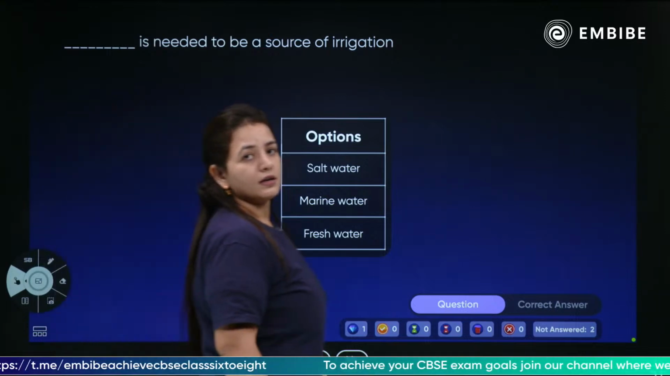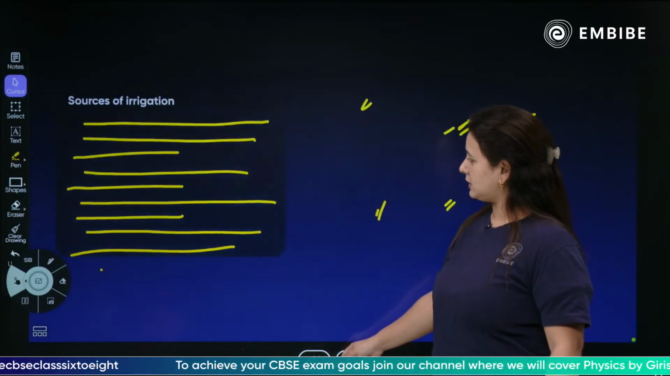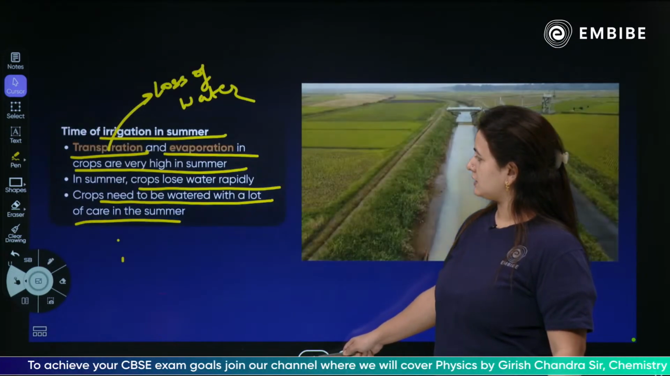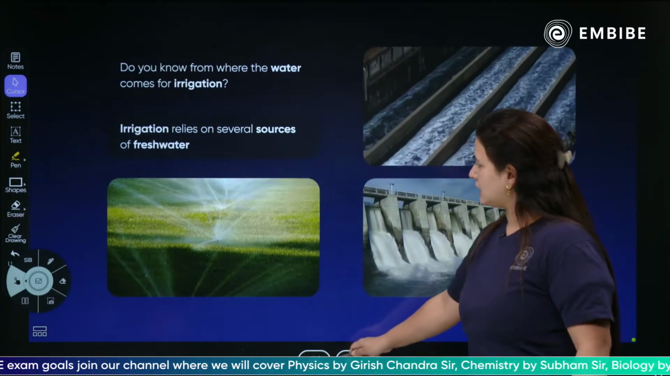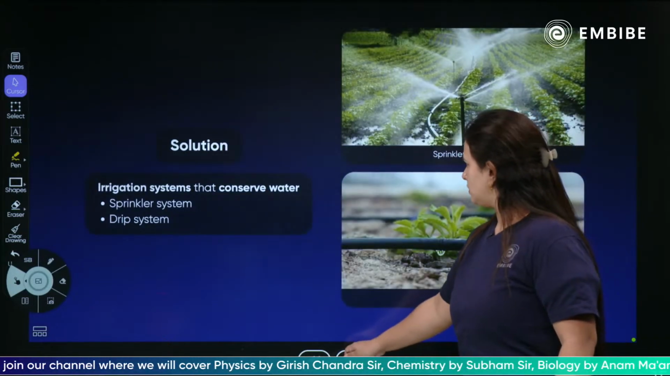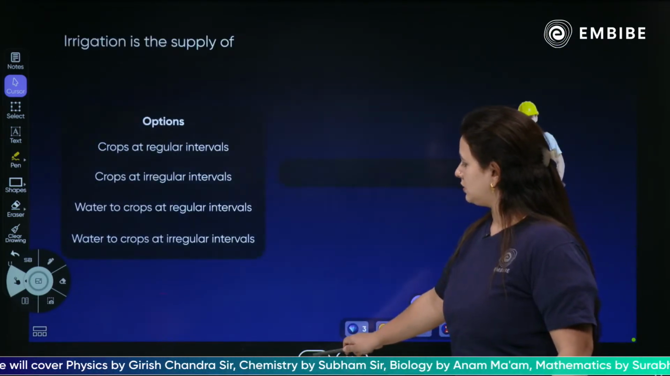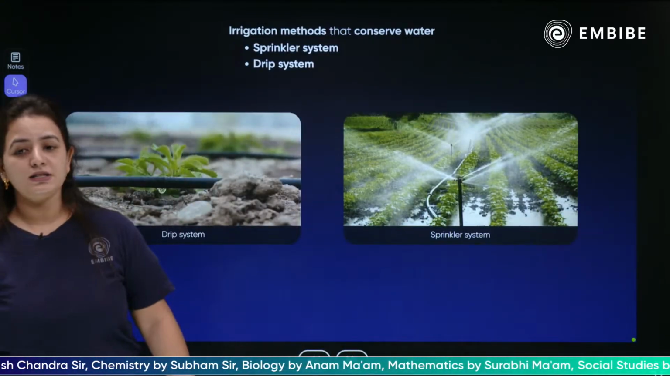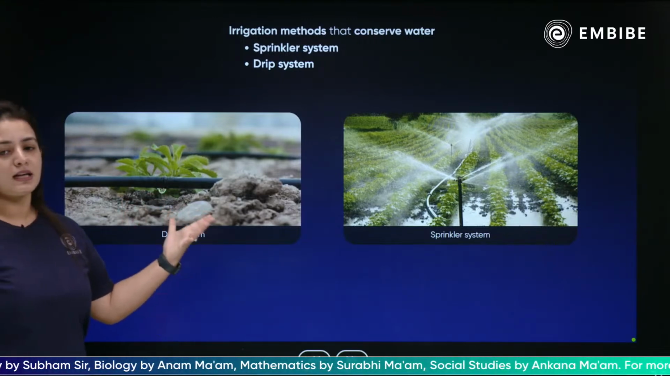So, children, if you look back, we have this system called the drip system and sprinkler system. I need to explain it to you; I completely missed it. I wanted to explain that these two methods also help in conservation.